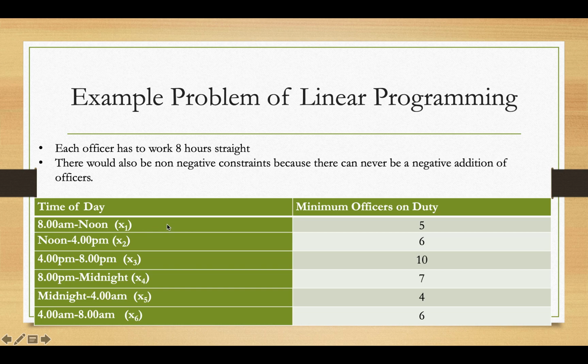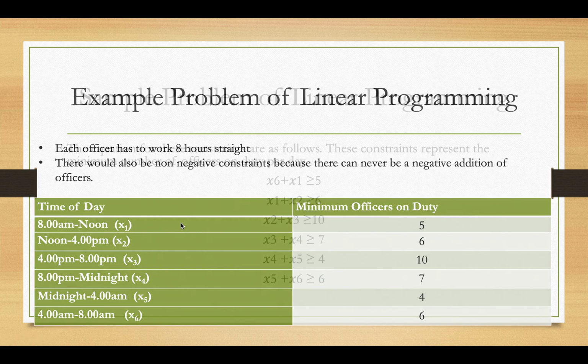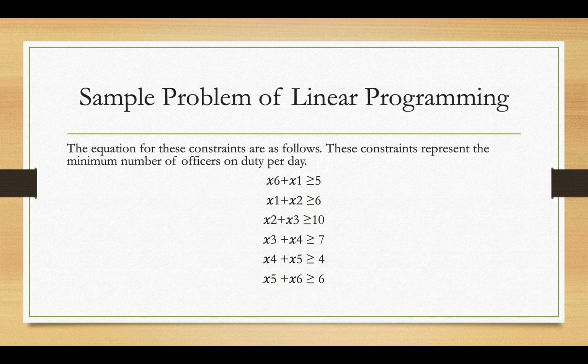As you can see, at a particular time slot, there is an assigned variable which corresponds to it. The equations of these constraints are as follows. These constraints represent the minimum number of officers on duty per day or at that particular time slot. X6 plus X1, as we can see, is due to the officers needing to work 8 hours per day, and so on and so forth.